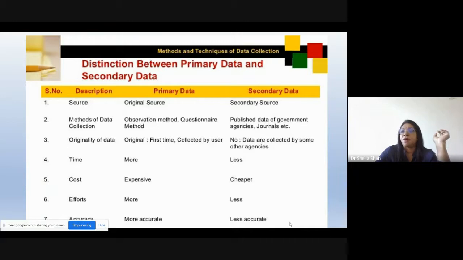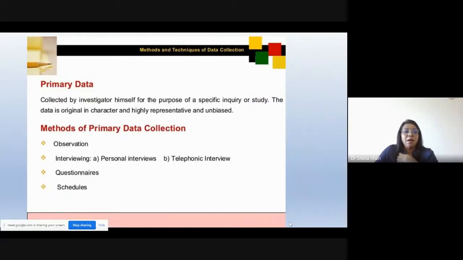Primary data is of course expensive. Secondary data is cheaper because you are not collecting the data, it is already there. Primary data takes more effort, secondary data is less effort. Of course, primary data is more accurate because you are there to see it, and secondary data is less accurate. All right, primary data is collected by the investigator.